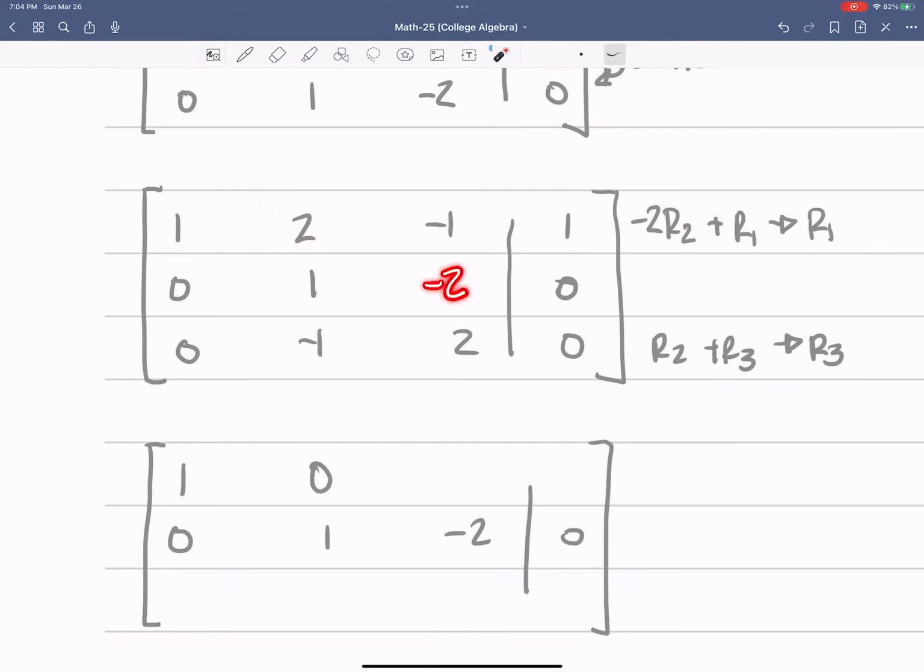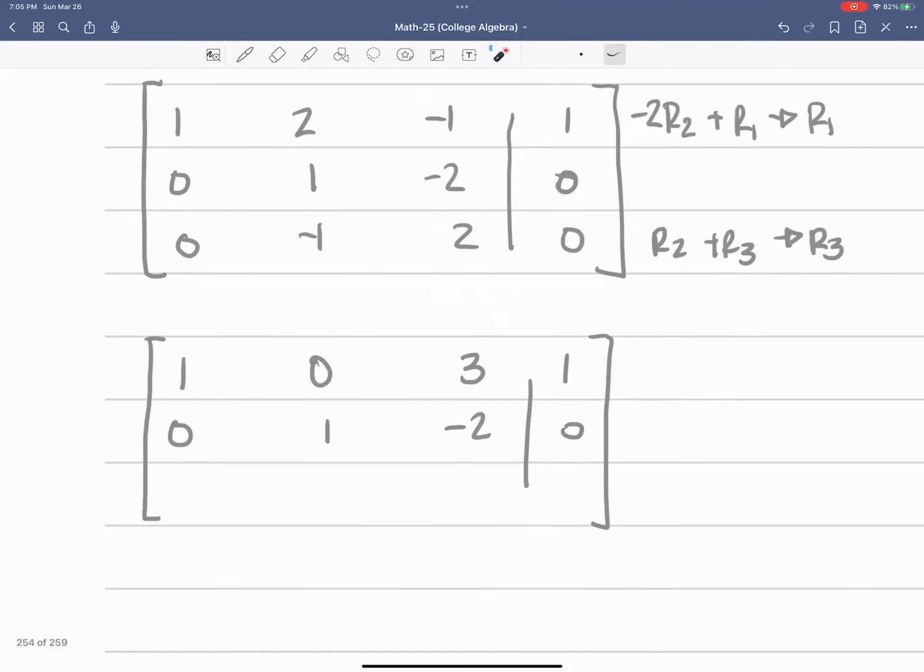And here we have -2. -2 times -2 is a +4. +4 plus -1 is 3. And 0 times -2 is 0. 0 plus 1 is 1.